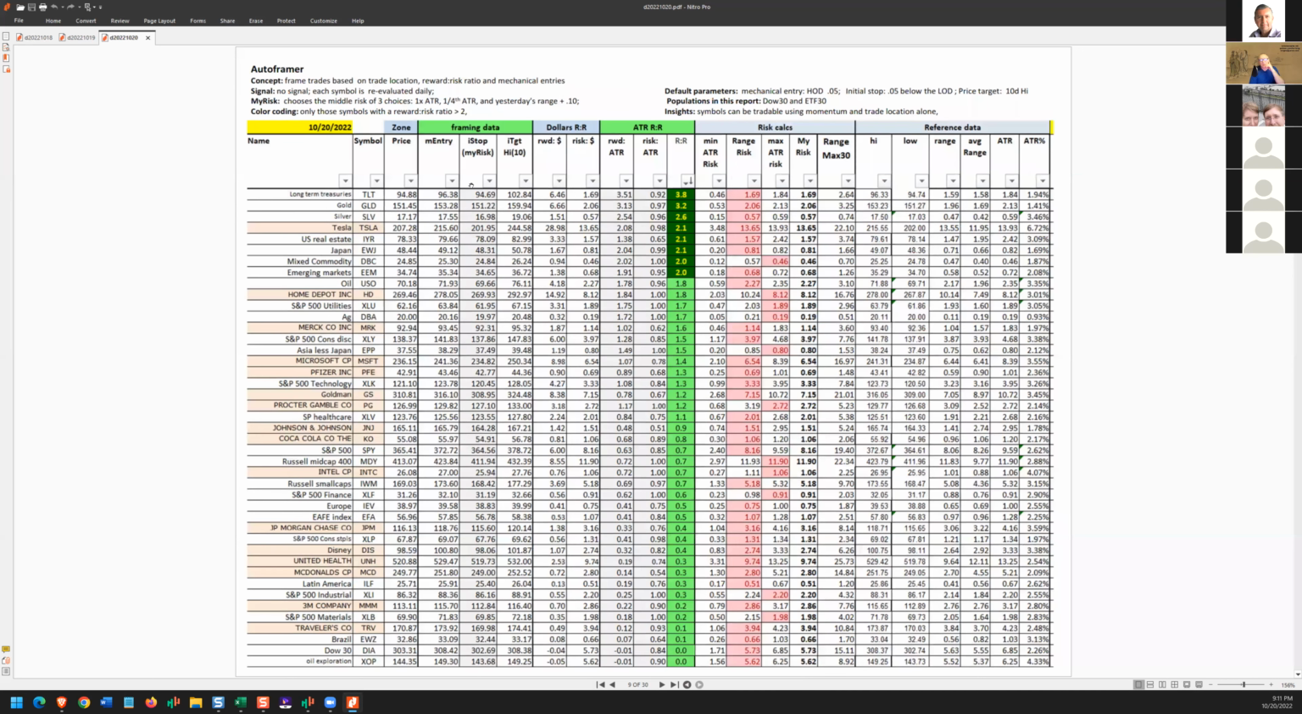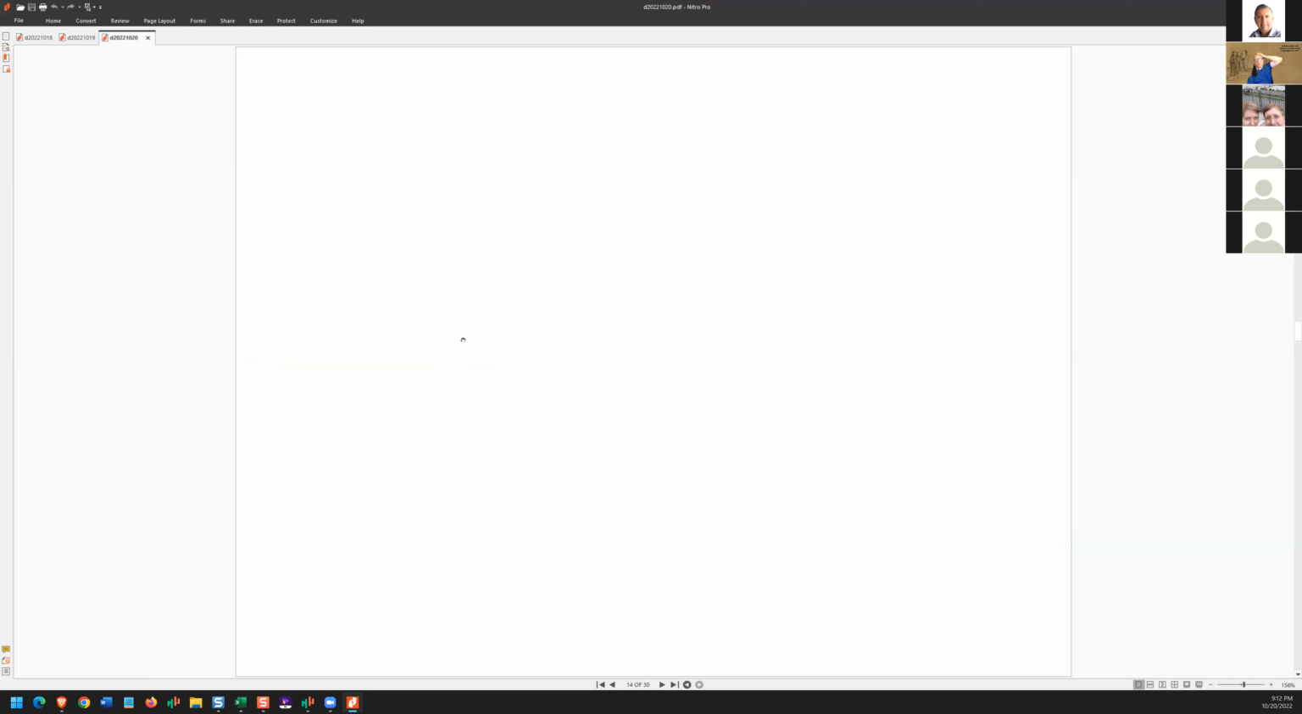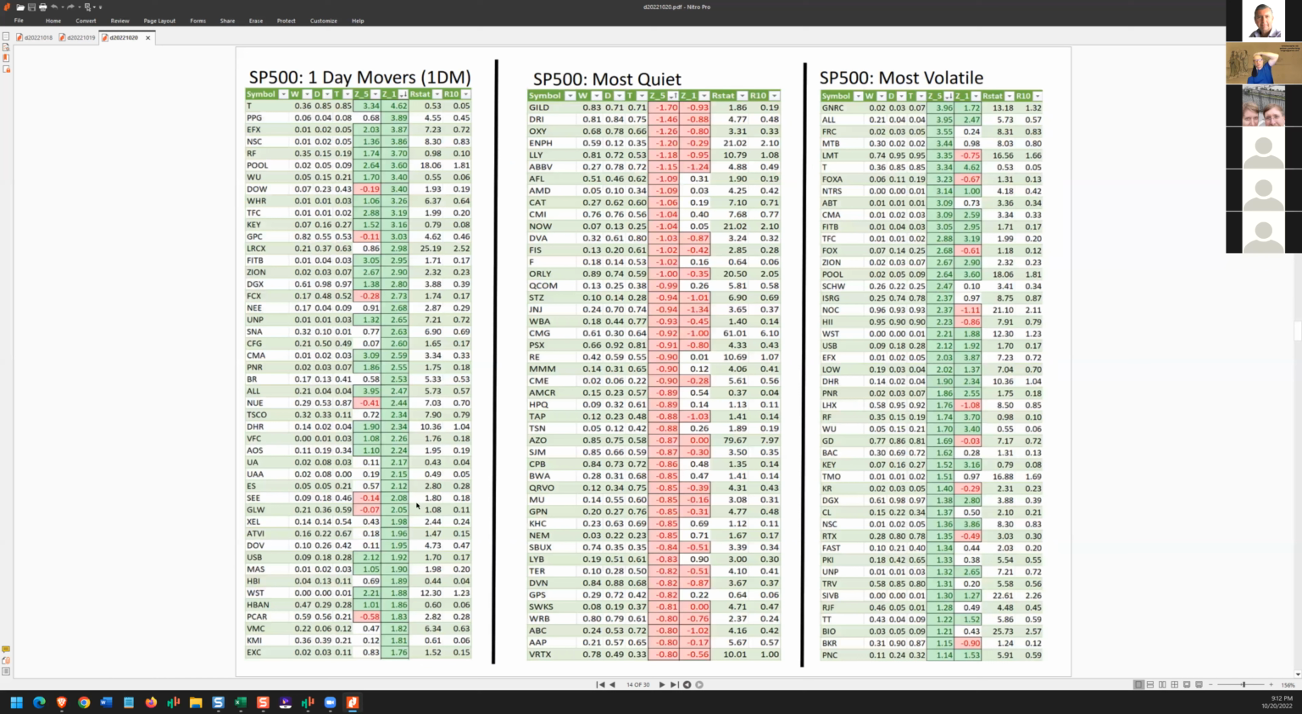In the sniper system, just so many good Godzilla patterns to choose from. It's not even funny. Treasuries, clean energy, and Ethereum. Godzilla trades in the tactical symbol set, so plenty to choose from here in the S&P 500. The one-day movers, you can see just how many of them today had one-day percentage moves larger than 2 sigma. AT&T, for crying out loud, 4.5 sigma. There's DuPont, Freeport Moran. Lots to choose from in there.